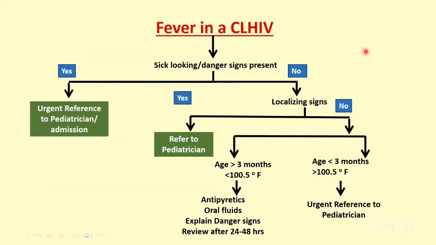The child is otherwise doing fine, no danger signs. You can explain the danger signs. You can ask them to come back after 24 to 48 hours to have a relook. Suppose the child is less than 3 months, no risk taking, or the temperature is more than 100.5, urgent referral to the pediatrician. This is a workflow for the referral system for anybody who is working in peripheral units.